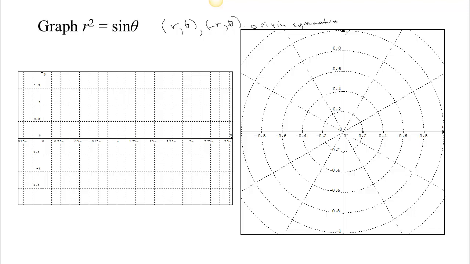Also, because theta is only involved in this sine, and because we saw that the sine of pi minus theta is the same thing as the sine of theta, we know that if (r, theta) satisfies the graph, then so does (r, pi minus theta). Now (r, pi minus theta) is just on the other side of the y-axis, so we know that this graph is going to have y-axis symmetry.